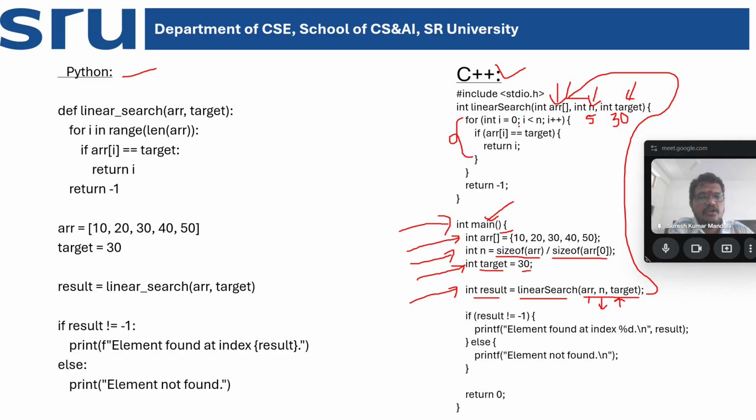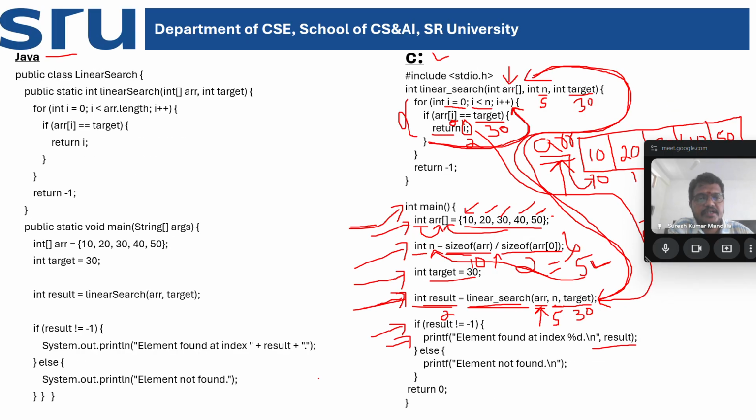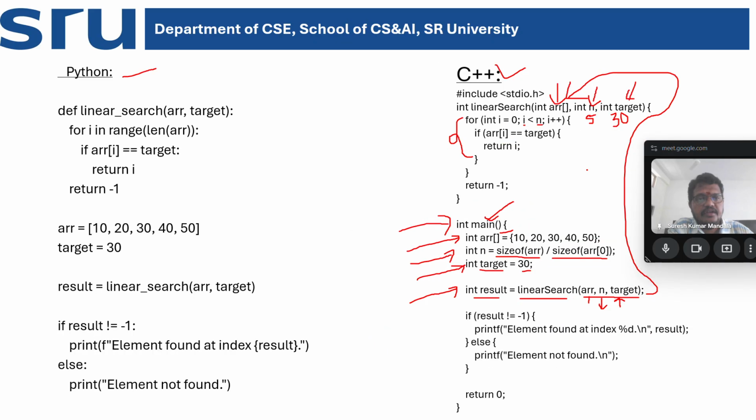The for loop: int I equal to 0. 0 less than n, the value is 5. 0 less than 5, the condition is true. ARR of 0 is the value 10. 10 is equal to 30? The condition is false. The control jumps from here to the I plus plus.